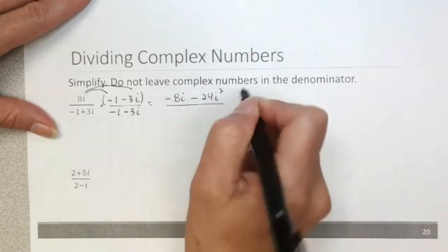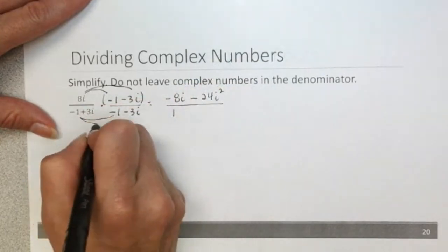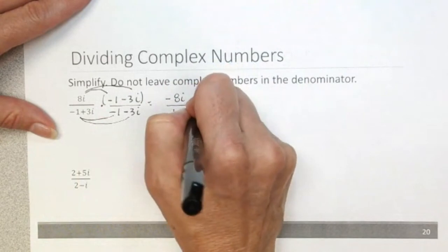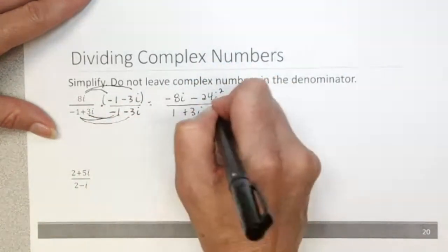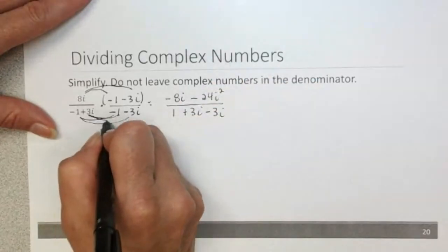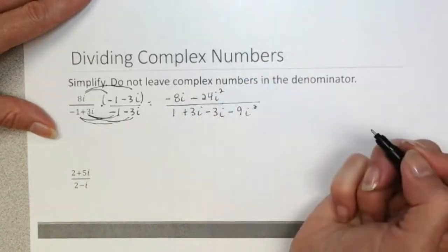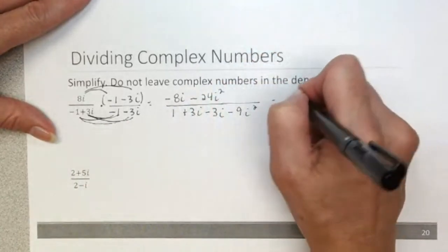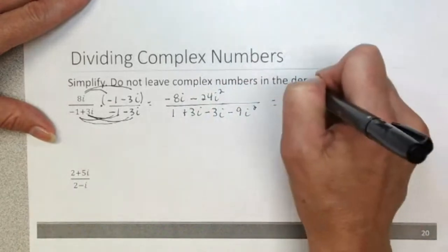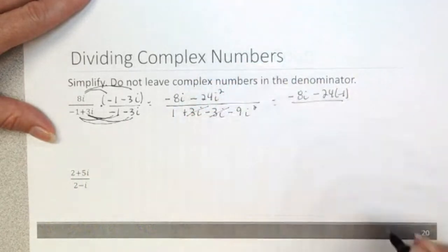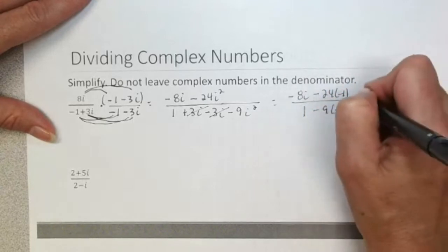Okay, now let's multiply the denominators. -1 times -1 is 1. That's our first term. -1 times -3i is positive 3i. Positive 3i times -1 is negative 3i. And then positive 3i times -3i is negative 9i squared. All right, when we simplify that, i squared is -1. So we have negative 8i minus 24 times -1 over, let's see, these i terms add out, right? So that's going to be over 1 minus 9 times -1.